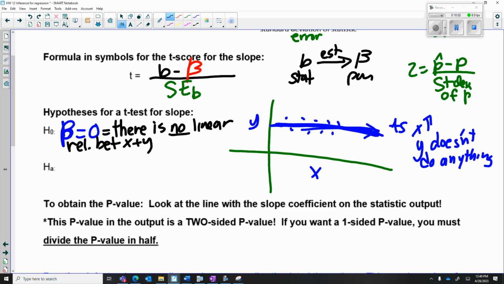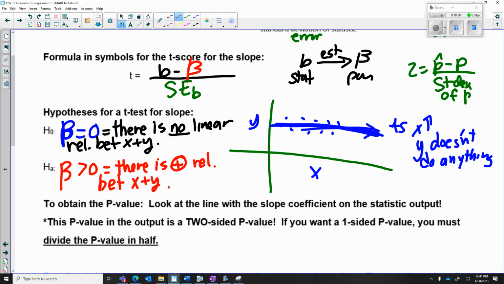Okay, and that kind of makes sense because H0 always means no. And then the HA would depend on if you thought it was a positive, negative, or not equal to relationship, one-sided or two. So let's say we predicted that there was a positive relationship and a positive slope. I would do beta is greater than 0. There is a positive relationship between x and y. I would do less than if I thought there was a negative relationship between x and y. And I would do not equal to 0 if I'm just saying there is some kind of linear relationship between x and y.